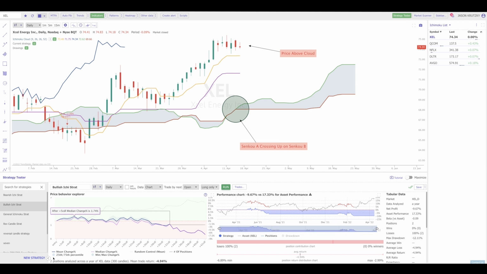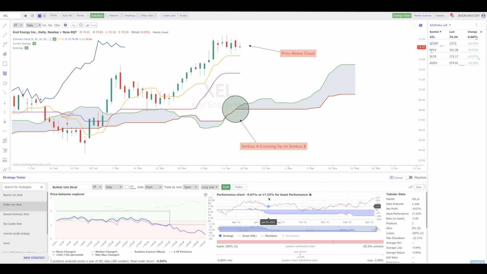We can see we've taken 2 positions over the last year, and the performance on those 2 positions was not very good. It was actually a negative 9.67% loss. Compare that to the asset performance, a gain of 17.33%, and we can see clearly that although this is a bullish setup, generally speaking, this name does not perform well when this criteria is met.